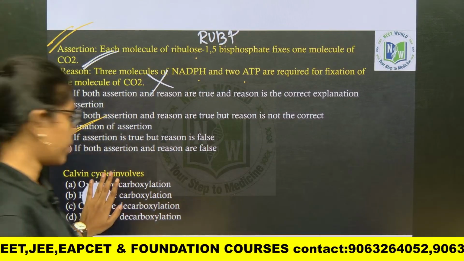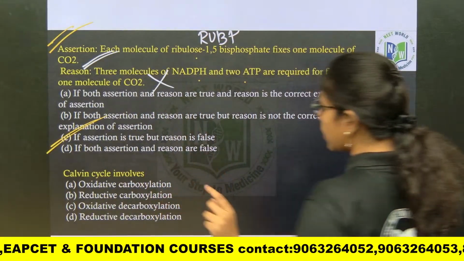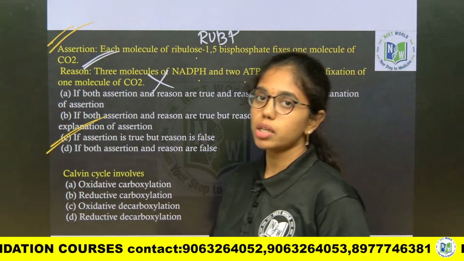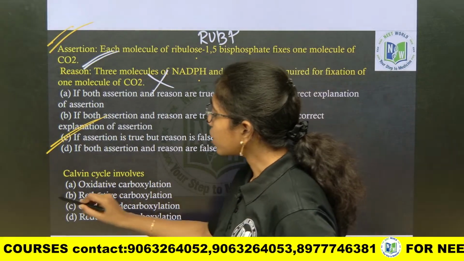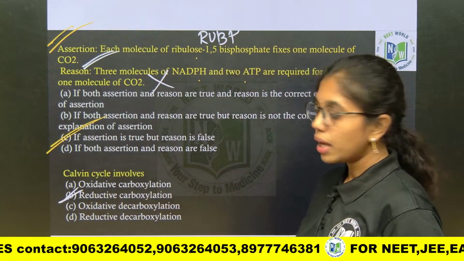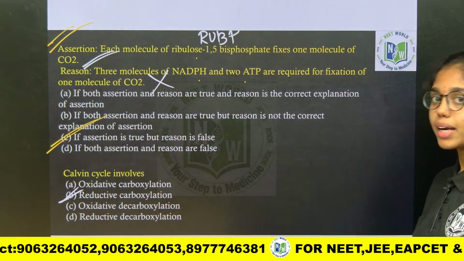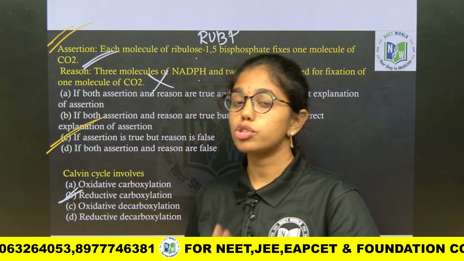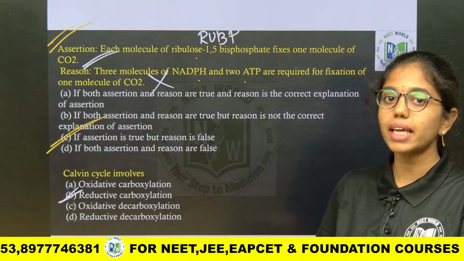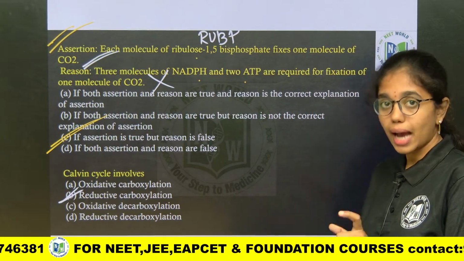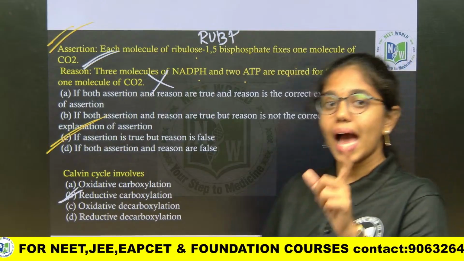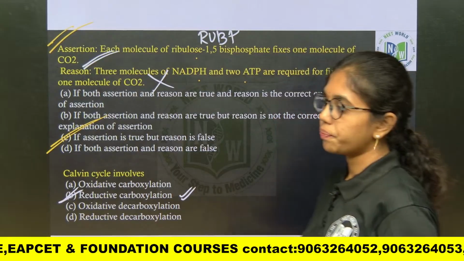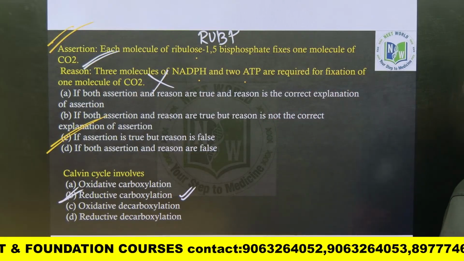And here, how can you describe the Calvin cycle in one statement? The Calvin cycle involves reductive carboxylation, because in the very first step, carbon dioxide is fixed and then it is reduced. Carbon dioxide fixation is happening and reduction is also happening, so it is called reductive carboxylation. Clear ma? That is B.